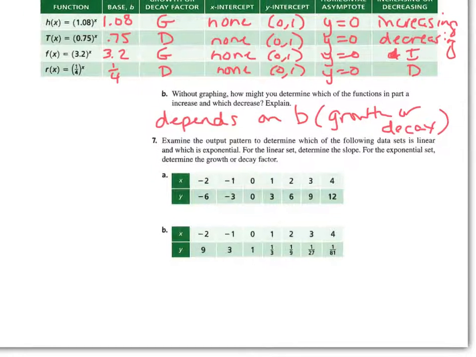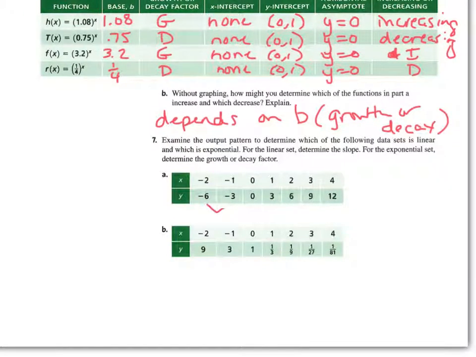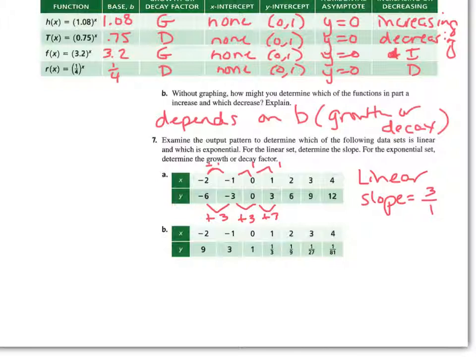So for example, this one right here goes up 3 for every up 1. So we have to see if that's consistent. That is going up 3 for every up 1. Up 3 for every up 1. So this one is linear. And I just found that slope, which is 3/1.